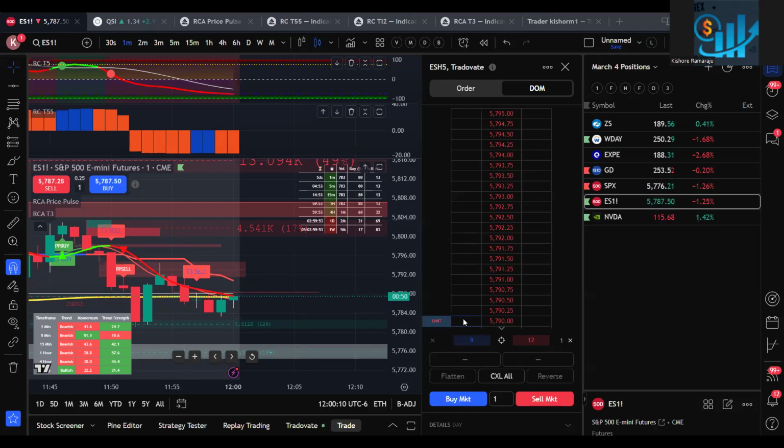Again, be ready to go long on ES one more time. If price is going above the T5 line, T5, T3 line, that means it is becoming bullish again.